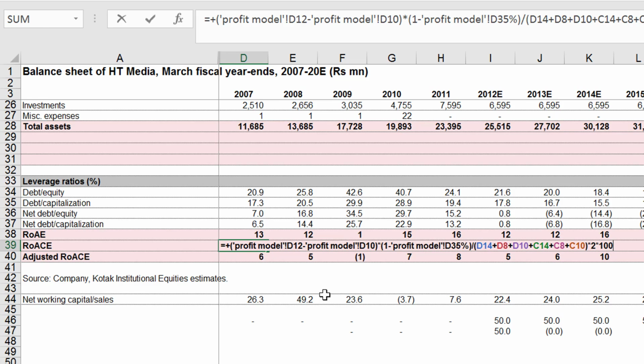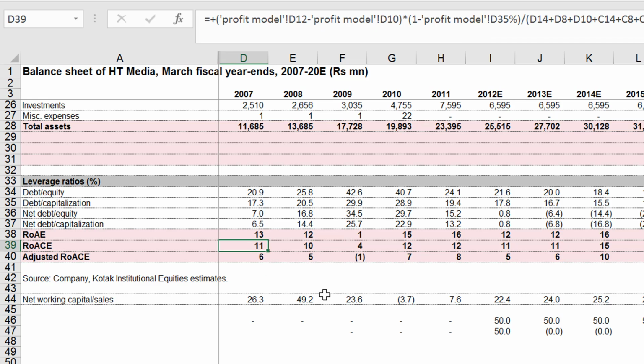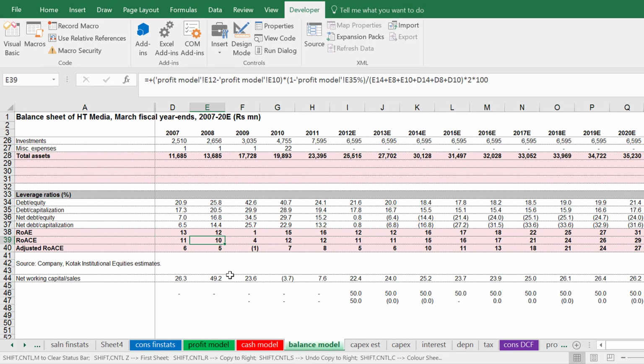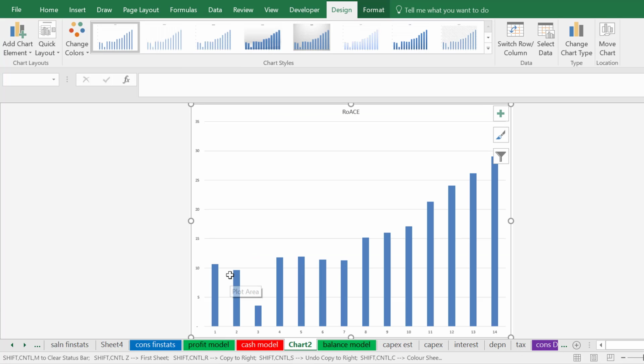He's got invested capital on the bottom, and this adjusted invested capital, this formula is so long, I don't even know what it is, okay? But let's look at the return on invested capital. Now remember we said 2020, that was the forecast year. And the return on invested capital was going up like this.